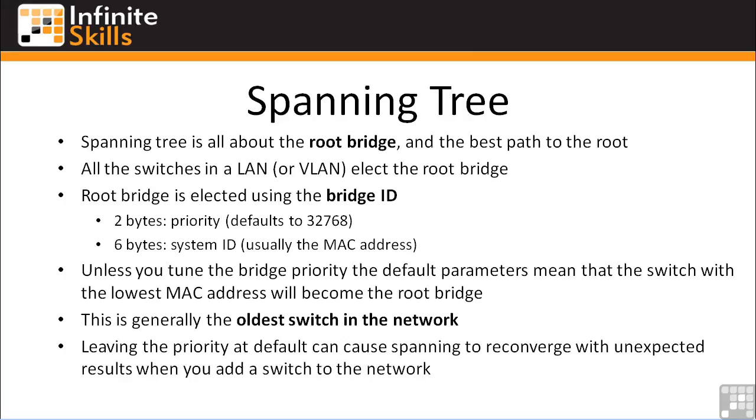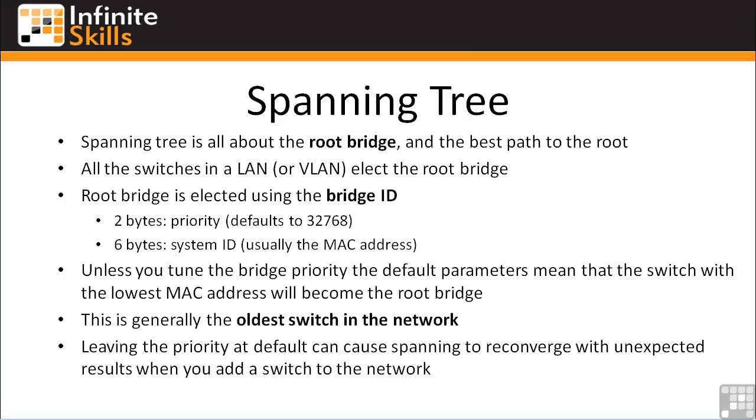Another reason why you want to engineer how Spanning Tree works is if you leave all of your switch priorities at default, Spanning Tree can reconverge with unexpected results when you add a switch to the network. This actually happened at a job that I worked here just recently. We were doing some network maintenance overnight, and a department had a switch that they wanted to add to the network. So they didn't tune any of the Spanning Tree parameters on there. They just plugged it into the network.